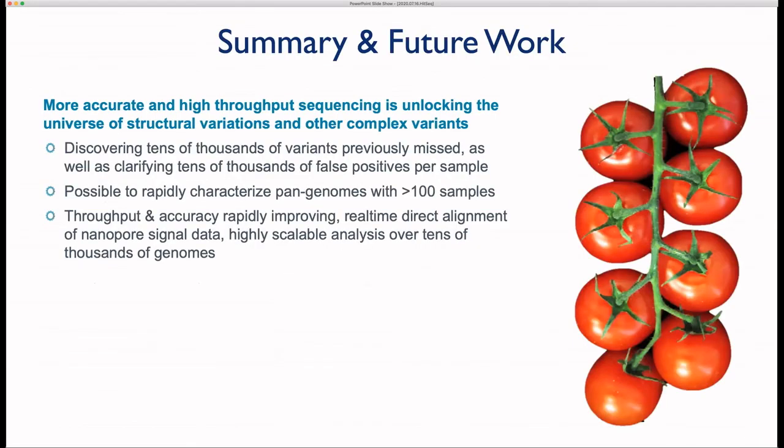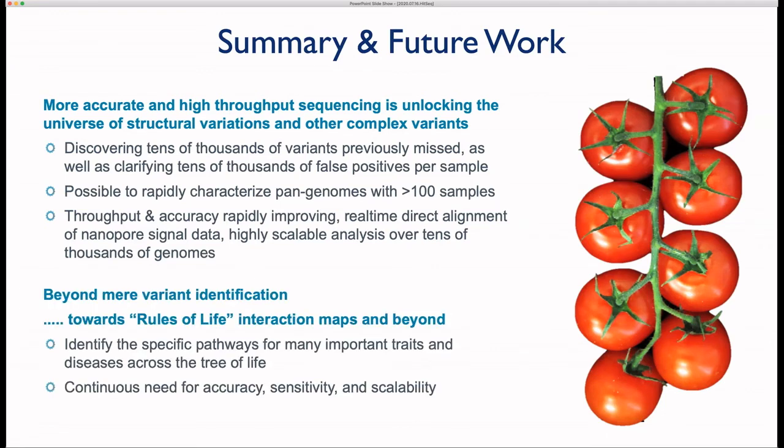So just to sum up, using great algorithms, data structures, and new sequencing, we're finding this universe of all these complicated variants. Hopefully we're going to be able to use them to make great discoveries as to the genetic origins of many traits and many diseases, and hopefully lead to a lot of new insights about the world around us.